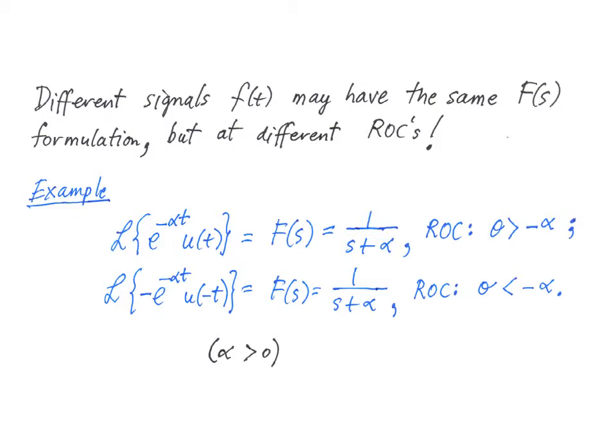Now, if you take another signal, it turns out to be minus e to the minus alpha t times a time-reversed unit step function, it too has the same formulation for the solution to the integral for F of s, except that that formulation results only when we assume that sigma is less than minus alpha. So we have the same formulation for F of s, but two different time functions. What discriminates them are the regions of convergence.